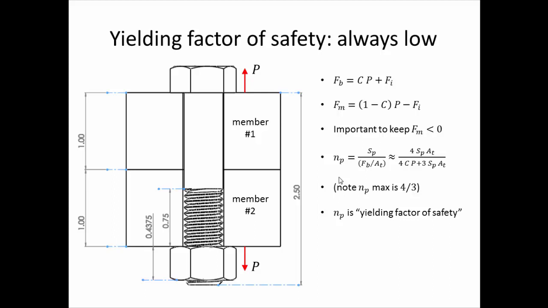For factors of safety, the first one that we have is the yielding factor of safety. That is the proof strength divided by the stress in the bolt. After you make your substitutions, you can see that the yielding factor of safety never exceeds 1 1/3, based on how we've established our pretension of 3/4 times proof.